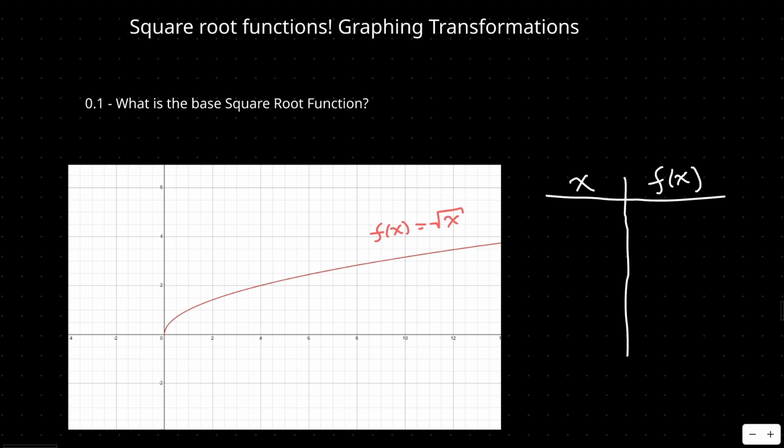Today I'll be talking about the square root function and graphing its transformations. So today we're going to be learning about a new type of function, and this is going to be the square root function. So let's get straight into it.